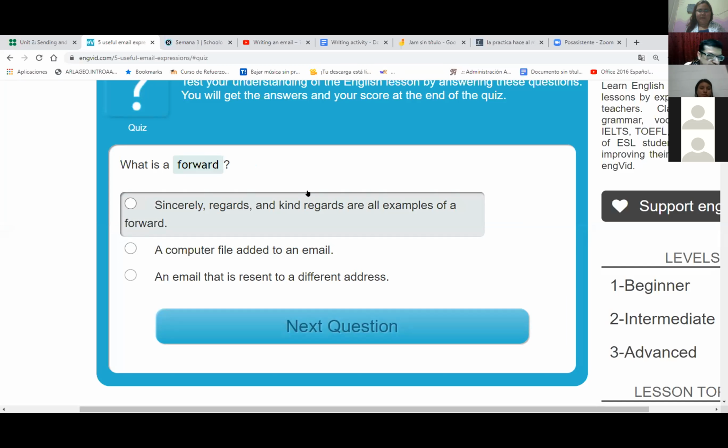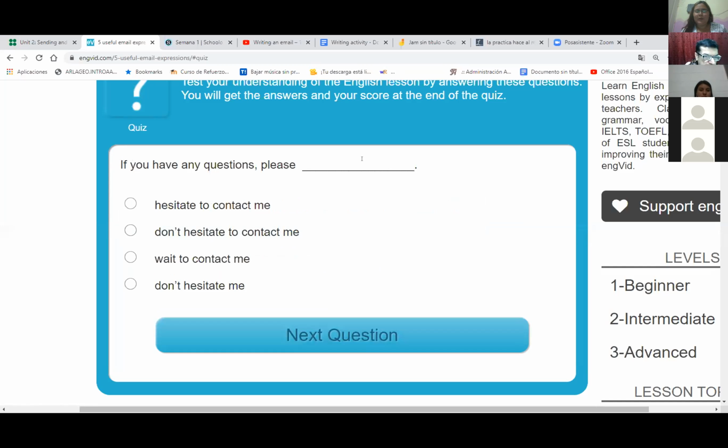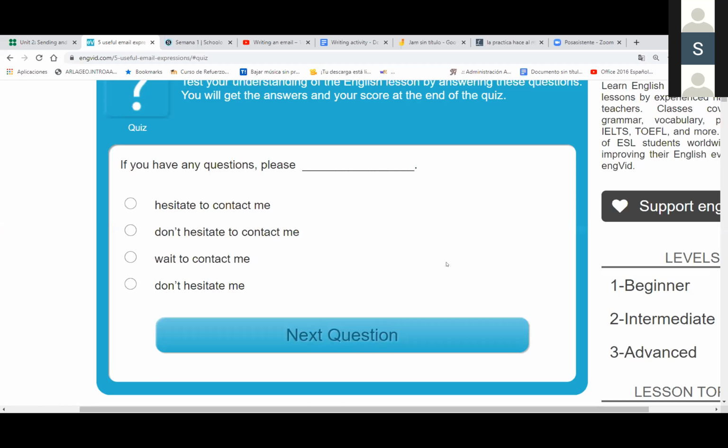What is a forward? Is an email that is resent to a different address. Yes. Okay. Very good. Robert, what is the next one? Hello, Robert. You here? Okay, let me ask somebody else. Yami.